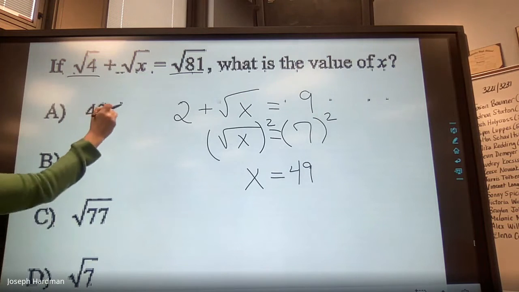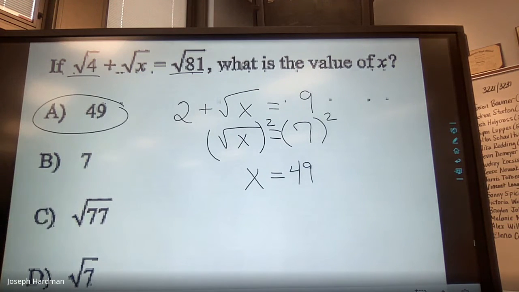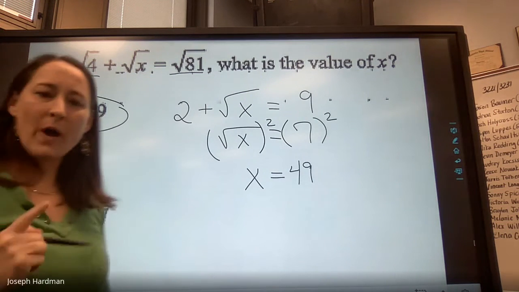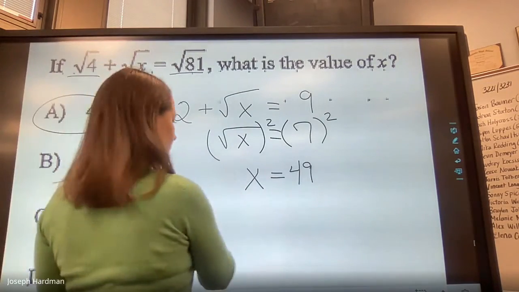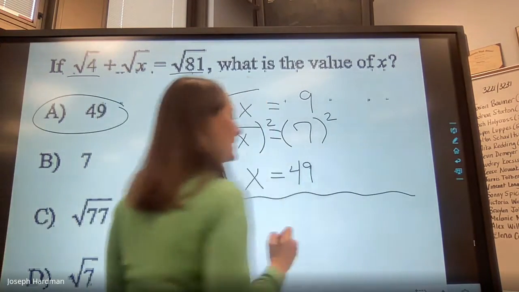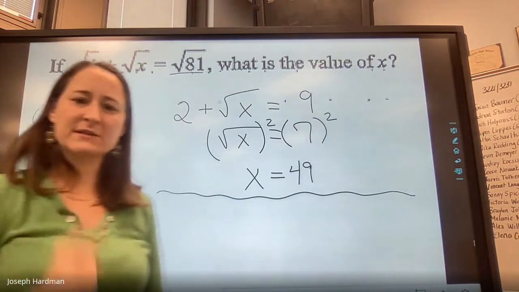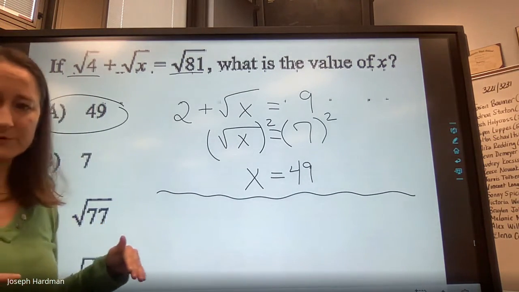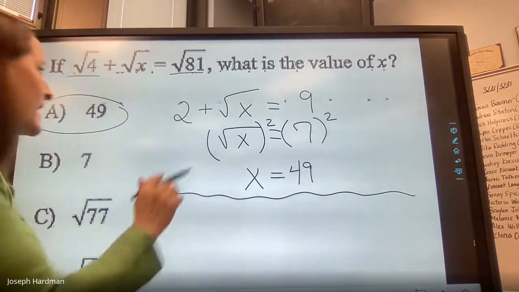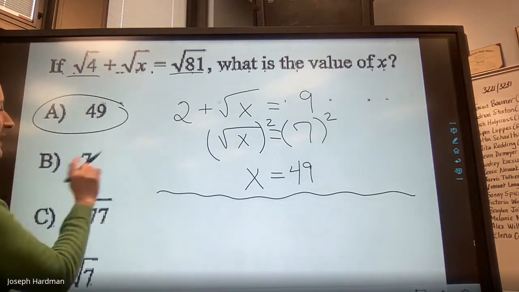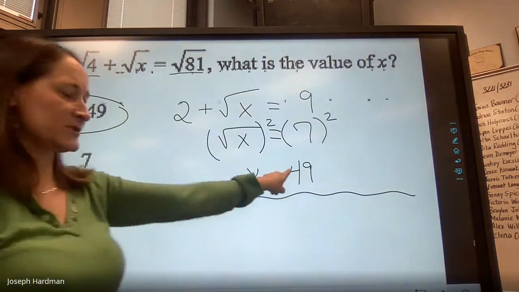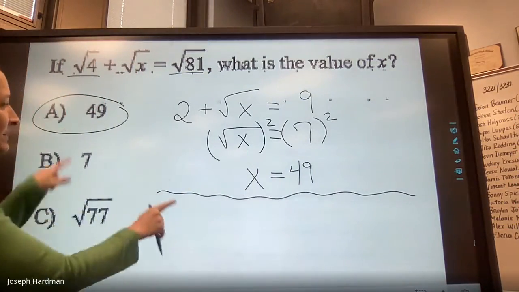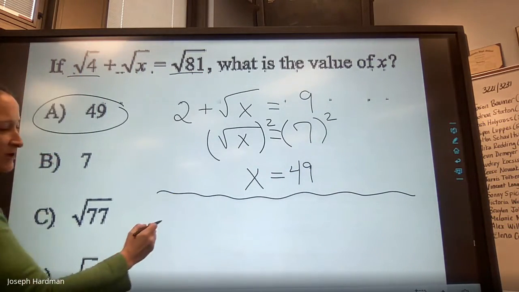Okay. So I see that as my possible answer. So now let's go ahead and check our work. Now, this test-taking strategy is to substitute in the numbers that are given in our possible solution set and see if it works. And so I'm going to do exactly what I just did. I think that my answer is 49. So what I'm going to do is substitute 49 into the original problem.